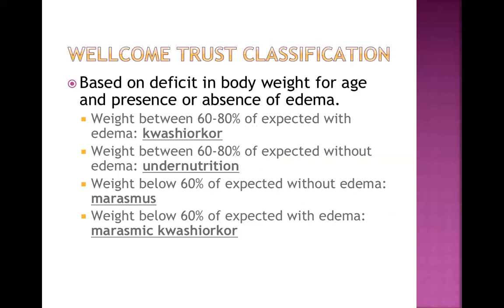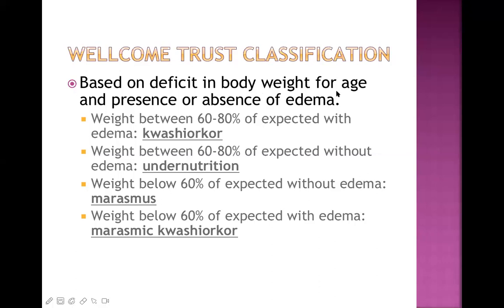Another type of classification is even more important than the IAP classification. This is the Wellcome Trust classification. This is a very good classification and most commonly asked in the exam as well. It is based on deficit in body weight for age and presence or absence of edema. Now see this, deficit in body weight for age and presence or absence of edema.